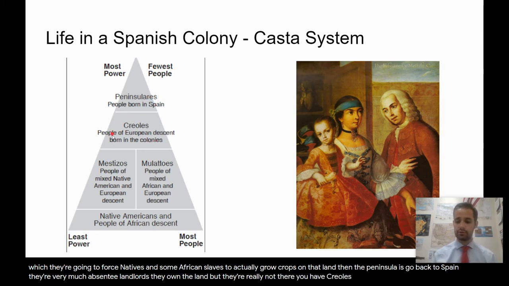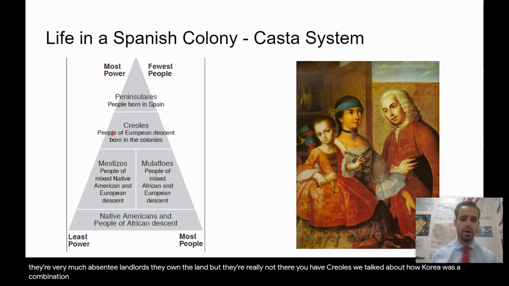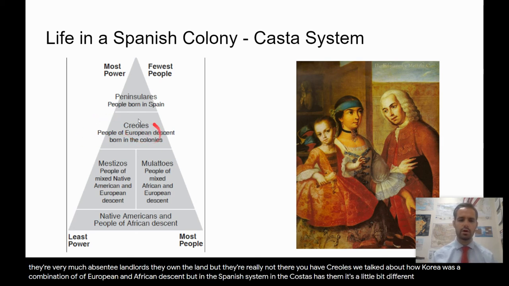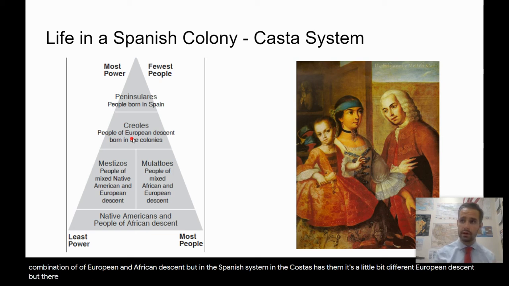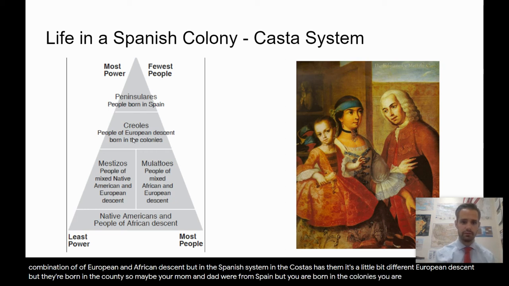You have Creoles. We talked about how Creole was a combination of European and African descent. But in the Spanish system, in the casta system, it's a little bit different. Creoles are people who are of European descent, but they're born in the colonies. So maybe your mom and dad were from Spain, but you are born in the colonies. You are born in the New World.